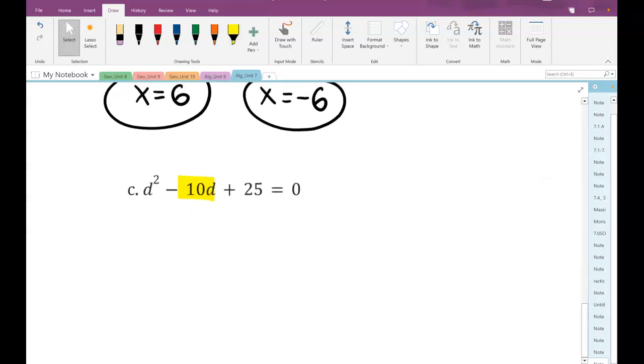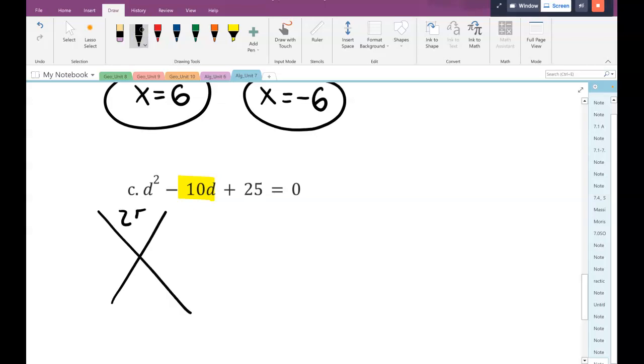What you could do is set up your x. 25 should go on the top. Negative 10 should go on the bottom. So what two numbers go on either side? How can we get a positive on the top but keep a negative when we add? Both negative. We make a negative and a negative. It'll multiply to a positive, but add to a negative 10.